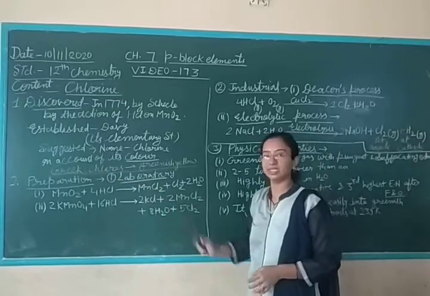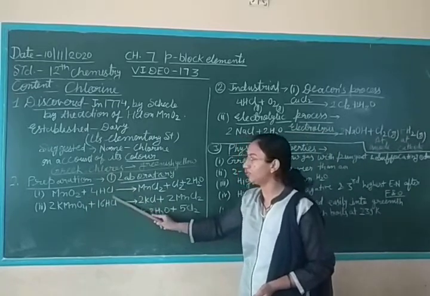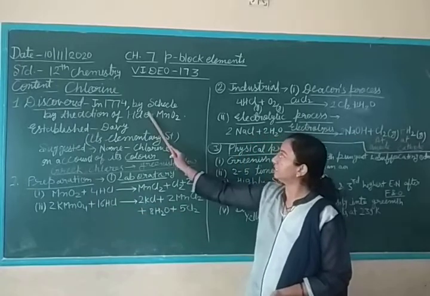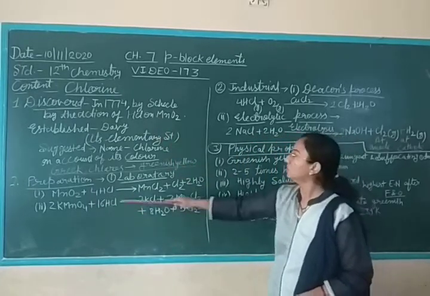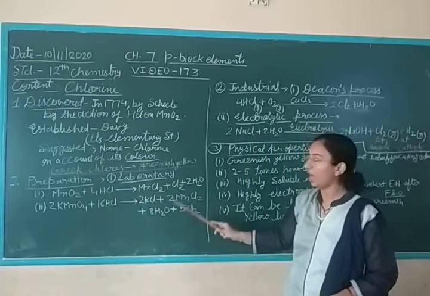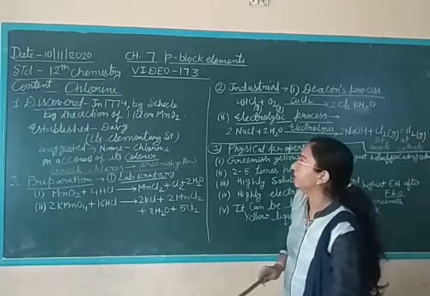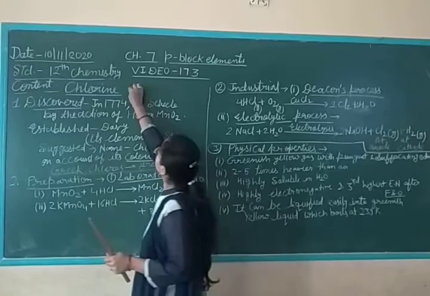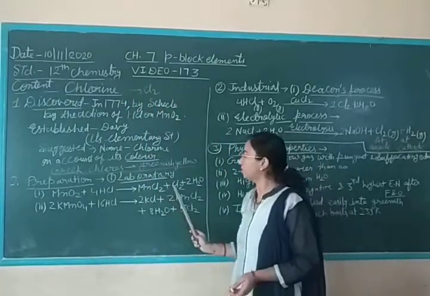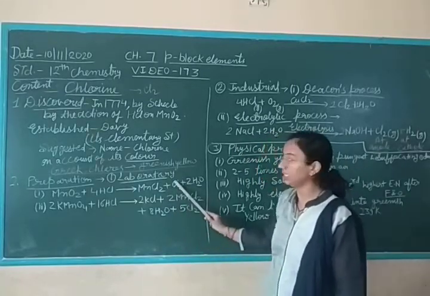Preparation. The first one is the laboratory method. Manganese dioxide reacts with HCl, forming MnCl2, chlorine Cl2 and water. So MnCl2, manganese dichloride, chlorine and water are formed, and the main product is chlorine.